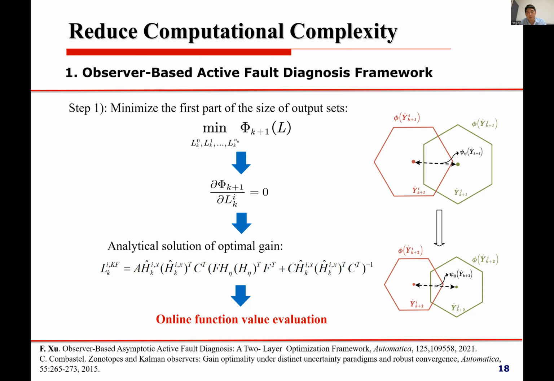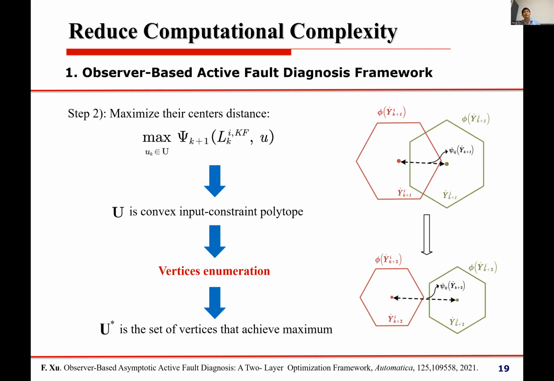Here is the expression. So this means that when we design observer gains online, we only need to make an online function value evaluation to obtain its values. After that, observer gains become known. So the size and the sensitive distance of our process are only related to inputs. So in this case, we select the inputs from its constrained set to maximize the distance. This problem becomes a vertex enumeration problem.